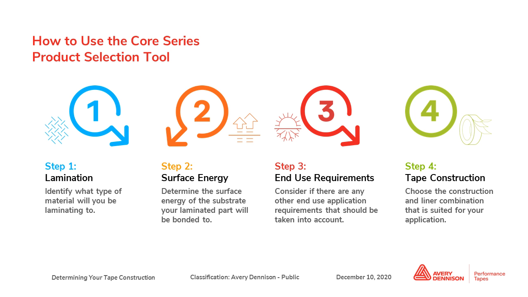So just a quick reminder, the course series tool has been designed to walk you through the tape selection process. Step 1, understanding what we'll be laminating to. Step 2, understanding the surface energy that the part will be bonded to. Step 3, considering end-use requirements. And step 4, choosing the construction and liner combination that will be the most friendly for the manufacturing process and for the application.